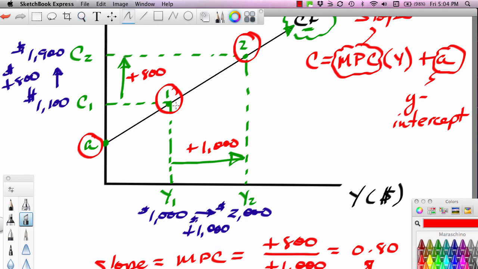Let's pick a coordinate on the line. It doesn't matter which coordinate we use. Both coordinate 1 and coordinate 2 are actually coordinates on this line, so it doesn't matter which one we pick. So I'm just going to pick the first one. So I'm going to plug it into this equation.